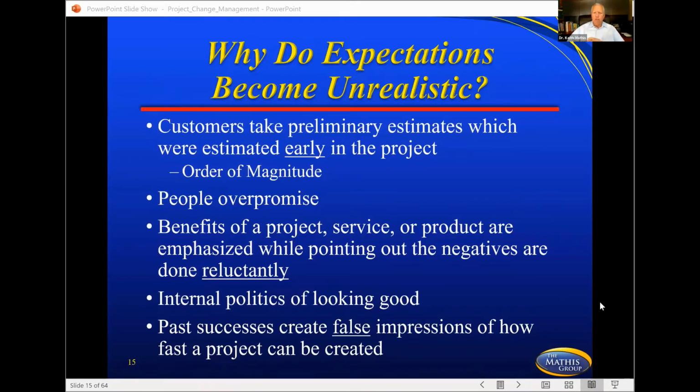And so customers take preliminary estimates, which were estimated early in the project, and that's considered an order of magnitude type of estimate. Nothing wrong with that. All of us take these type of preliminary estimates to get the project going, to get the ball rolling, to come up with an estimate. We do that in the early stages. But that should not be our project budget. That's just to get it going. That's the kicking of the tires kind of discussion to see how much something's going to be.